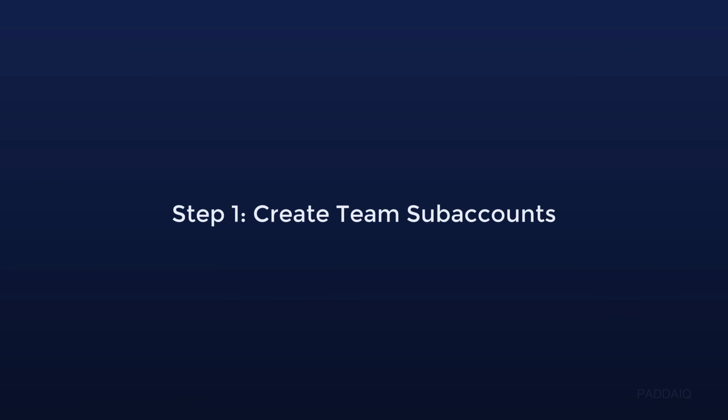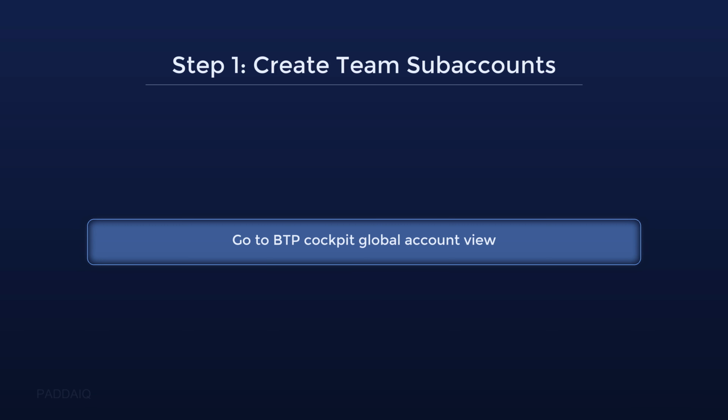Create team sub-accounts as the first implementation step. Go to BTP Cockpit Global Account View. This means you access the central SAP BTP administrative interface where all your accounts are managed. For example, a project lead would start here to organize resources for a new development team. This initial step is essential for setting up your team's dedicated workspace in SAP BTP.